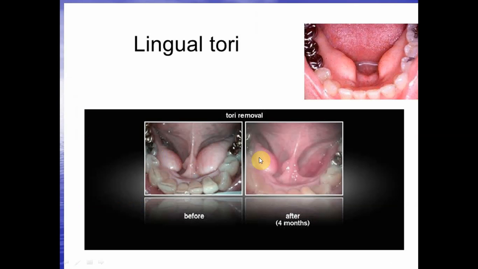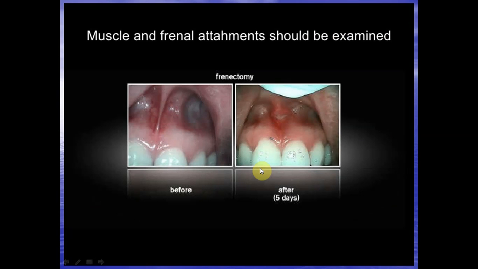Lingual tori or mandibular tori is exostosis in the mandible. Also problematic to do the partial removable denture. So we can displace the not good muscle and frenal attachments.